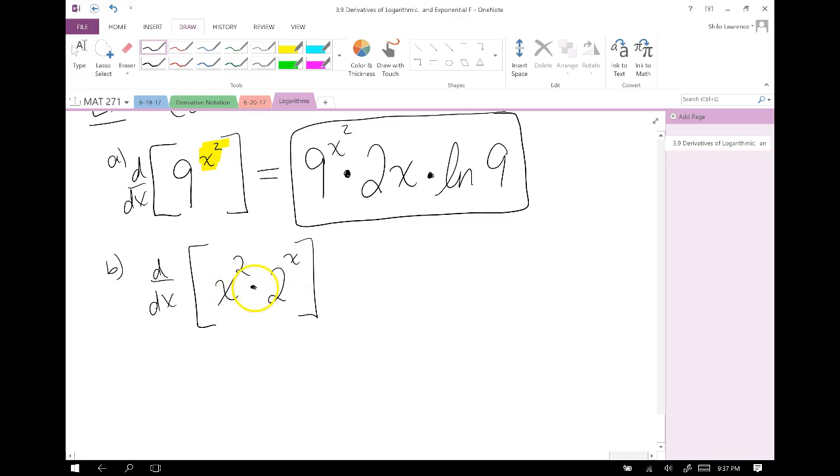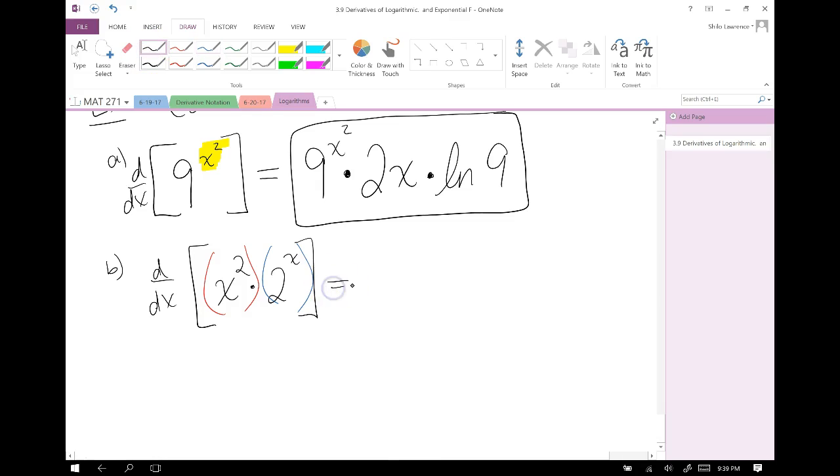X squared times 2 to the x. We're multiplying 2 different things that have x's. We're going to have to do the product rule. So our first function is x squared, and our second function is 2 to the x. And we have to do product rule. So remember, x squared we're doing power rule on. 2 to the x is an exponential function.